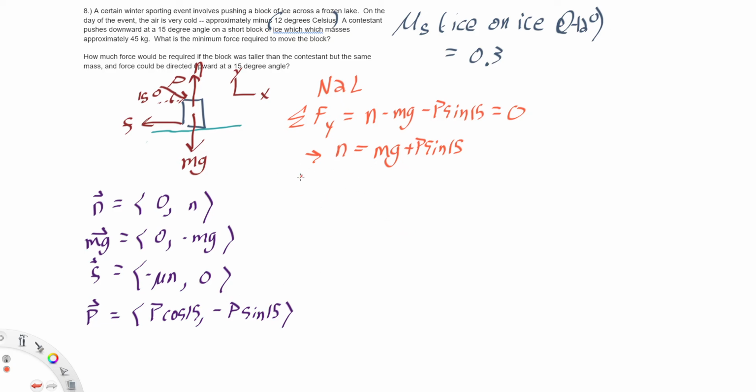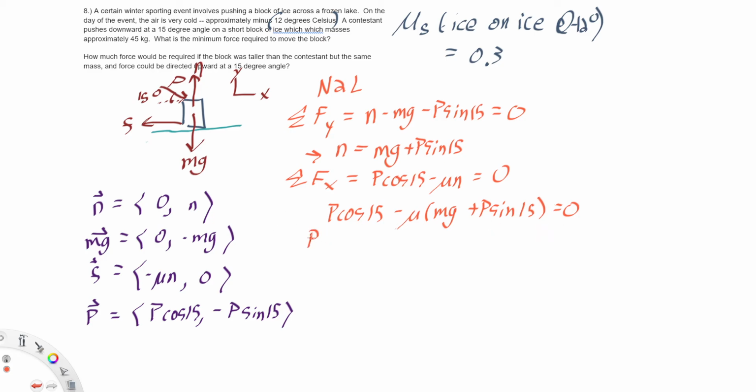Alright, in the x direction, we get P cosine 15 minus mu N. We also expect that to be equal to 0. And then we can plug in what we got for N from the previous equation. A little bit of algebra, factor out a P.